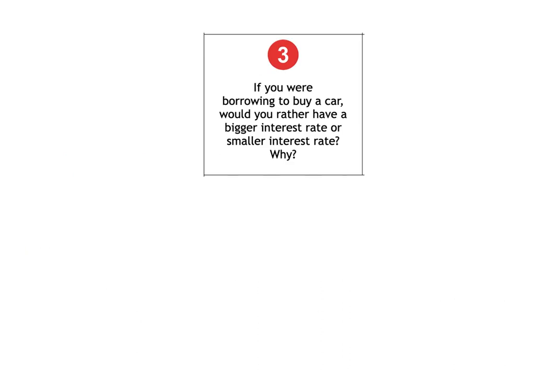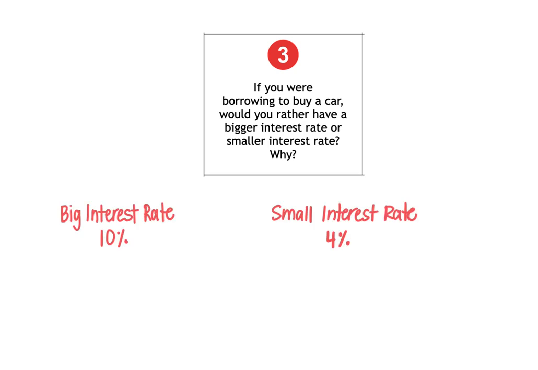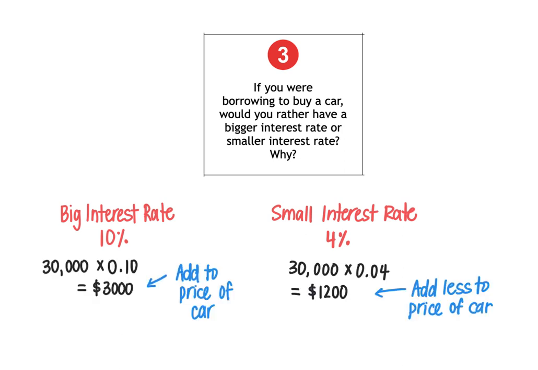Question number 3 asks, if we were borrowing money to buy a car, would we rather have a bigger interest rate or a smaller interest rate, and why? When we borrow money, we owe the interest, so it's additional money that we have to pay. So if we thought about buying a new car and we were borrowing the money to do so, we would want there to be a small interest rate so that we would have to pay less money overall for the car.